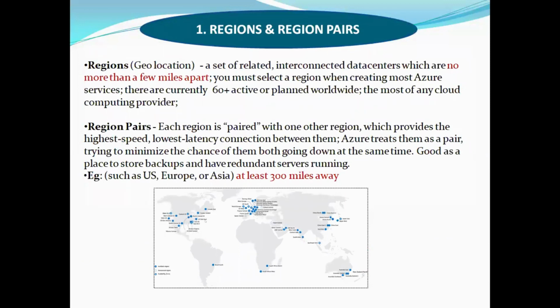What is a region pair? Each region will be paired with one other region so that if in case there is a disaster in the first region, then all the data or the backup will be done in the second region. Usually, the distance between the first region and its pair will be 300 miles. Example, if there is a region in the US, which is East US, then there will be a region pair which is 300 miles away from East US, like North US.